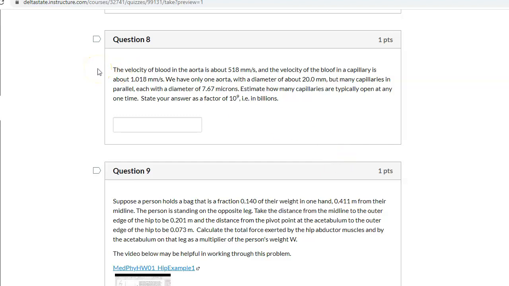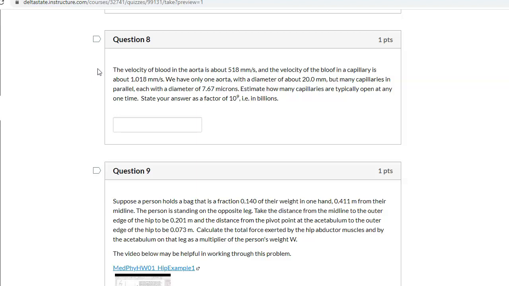All right. Problem 8. So the velocity of the blood in the aorta, we have that 518 millimeters per second. The velocity of the blood in the capillary, 1 millimeter per second. We only have one aorta, and we have a diameter of about 2 centimeters on that. Make sure you convert diameter to radius.